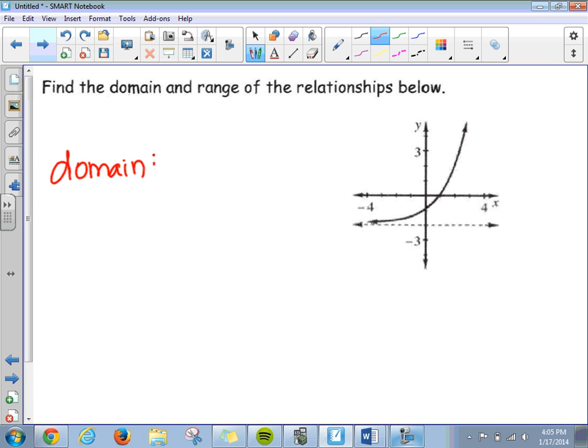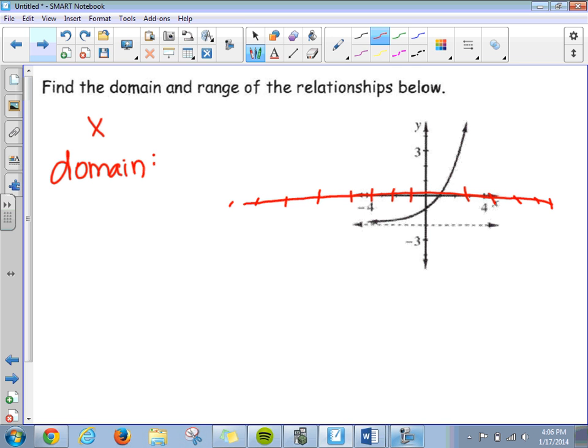Domain really is talking about our x values. So what can our x values be? And we see that we really don't have any restrictions. If we're looking at this x number line, I can choose values no matter how far out I go. There's no real restrictions on it.